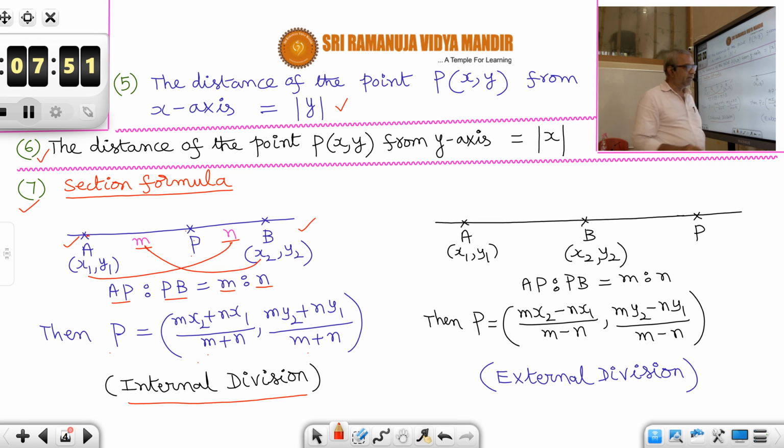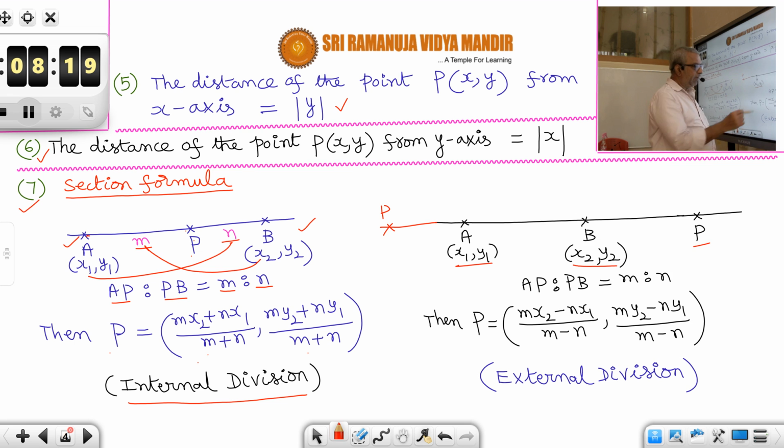Now see the second diagram. A and B are here. x1, y1, x2, y2 are here. P is on the line, but not in between A and B, but outside the line segment AB. It may be on the right side or it may be on the left side here. It may be here also. But it is not in between A and B. It is outside A and B.